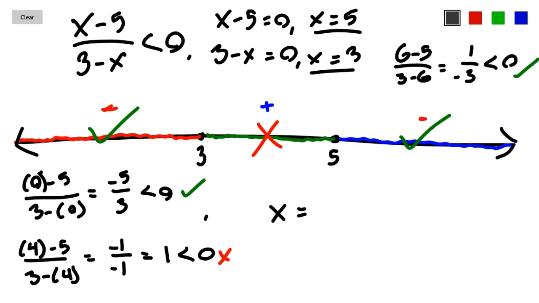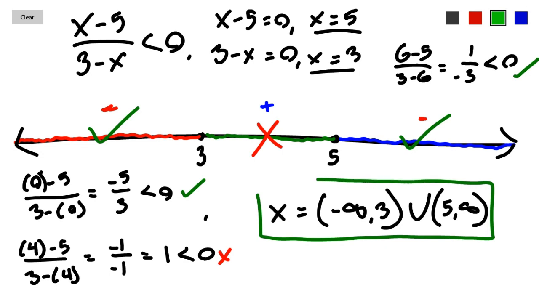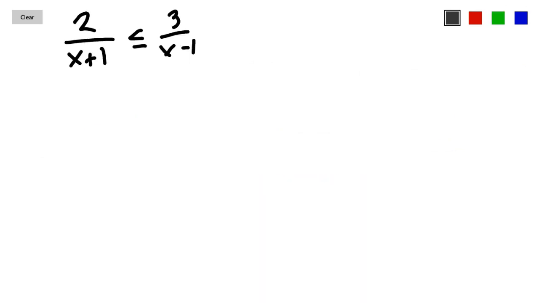To represent the first one, I have negative infinity up to 3, and this 3 is definitely not included because that's the value that makes it undefined. And I'm going to unionize it with the blue interval that I have here. Since we have a strictly less than symbol, this endpoint is not included either. And so this is the answer of all the x values that x can take on to make this inequality true. So here's the next example.